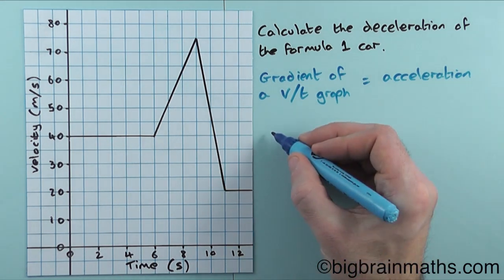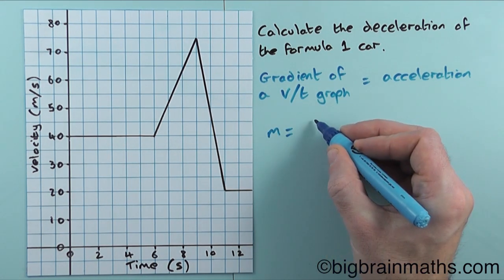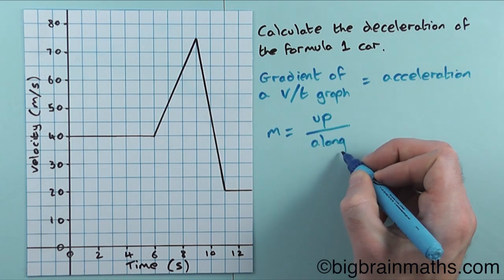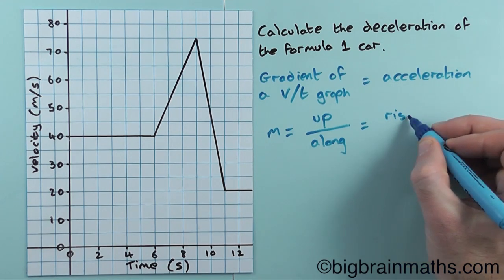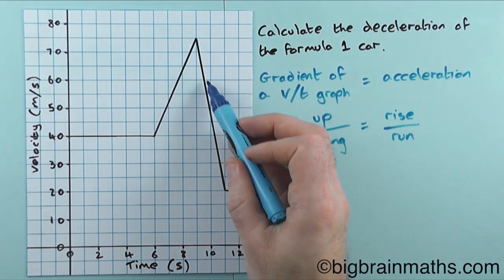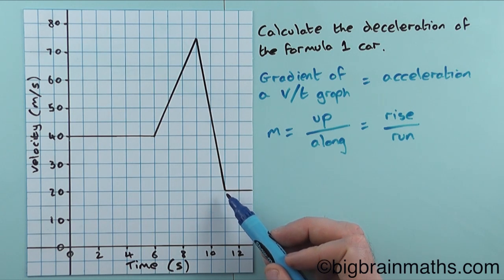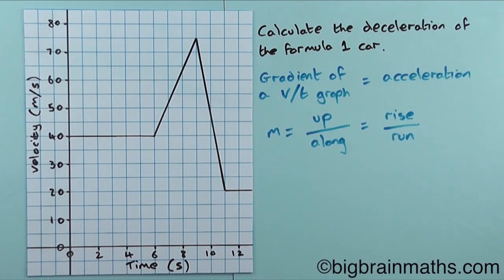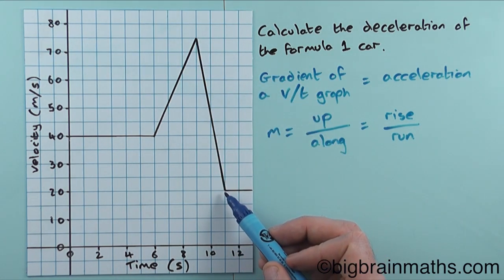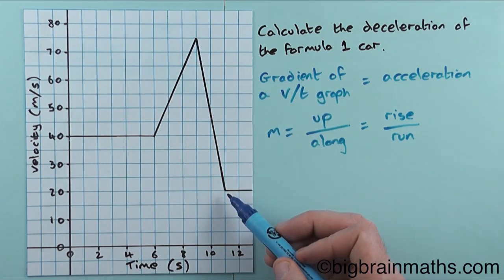Now remember, we call the gradient m, and to calculate the gradient we need to do the up distance divided by the along distance. Some schools and students call this the rise divided by the run. So to work out the up distance and the along distance, we need to choose 2 points along this line, and then draw a triangle between these 2 points. You can choose any 2 points along this line, but I think the best 2 points to choose are the points at the beginning and at the end of the line. So I'm going to draw a triangle between these 2 points.